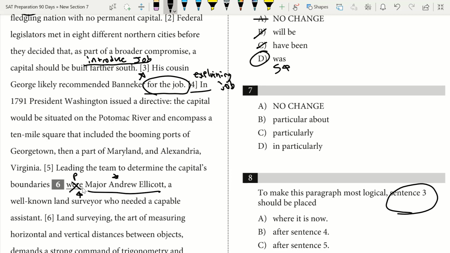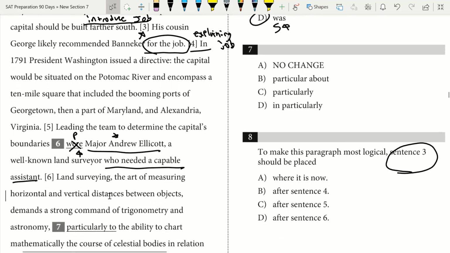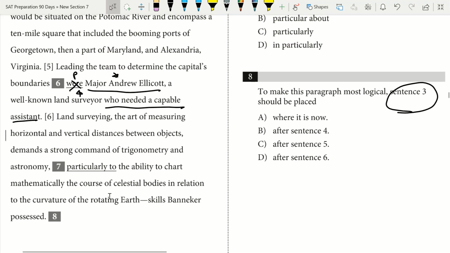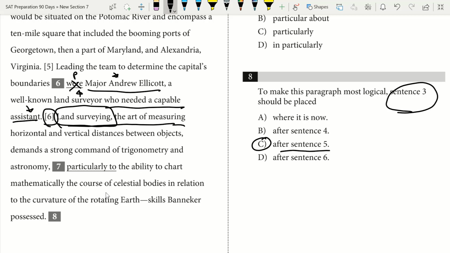A well-known land surveyor who needed a capable assistant. That's a big thing there. He needed a capable assistant. What's that talking about then? Capable assistant? Well, that sounds to me like a job opportunity. So that right there is sentence 5. So I'm going to want to place that after sentence 5. So that's my initial thought. I want to make sure that what comes after, so this right here, this 6, is talking about the job as a whole, or the skills needed for the job. So we have land surveying, the art. Land surveying, so that's what he'll be doing. So we're explaining this job of this assistant. So I know I'm definitely going to be placing it after sentence 5 then.